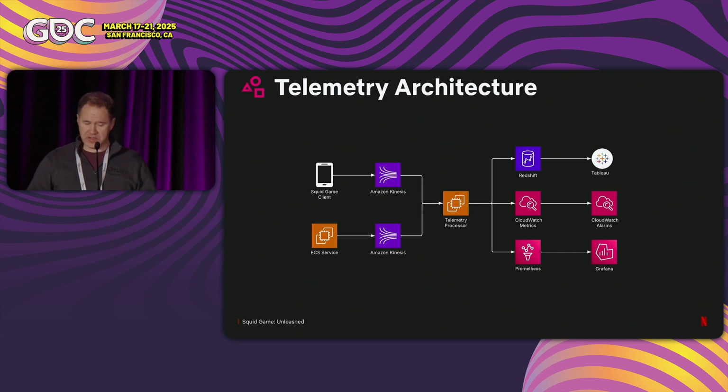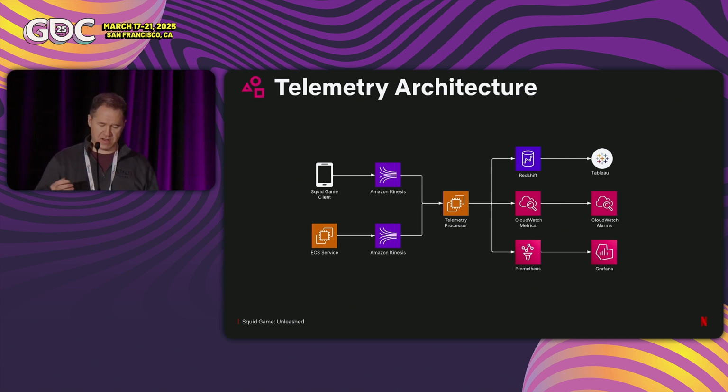And here's a high-level view of our data pipeline. Data flows in from our clients and our own servers via Kinesis. That data all then goes through some custom code that enriches the data, provides a sanity check on it, and then depending on the specific event, it gets routed to one or more targets.